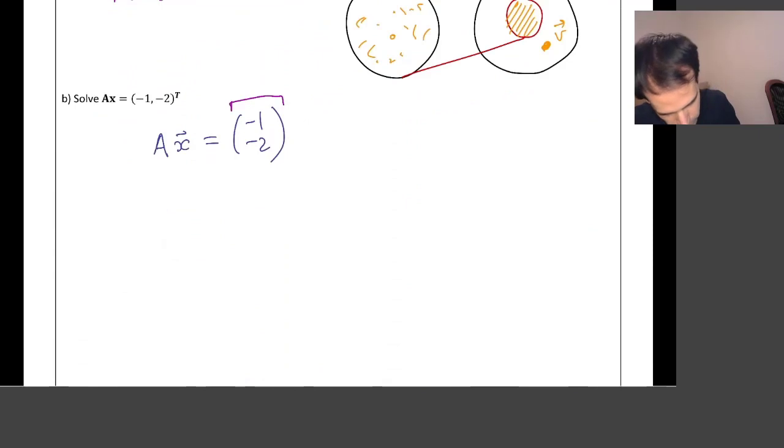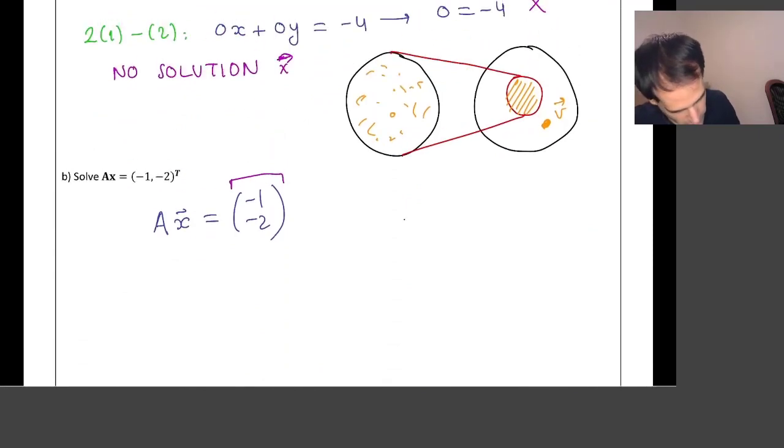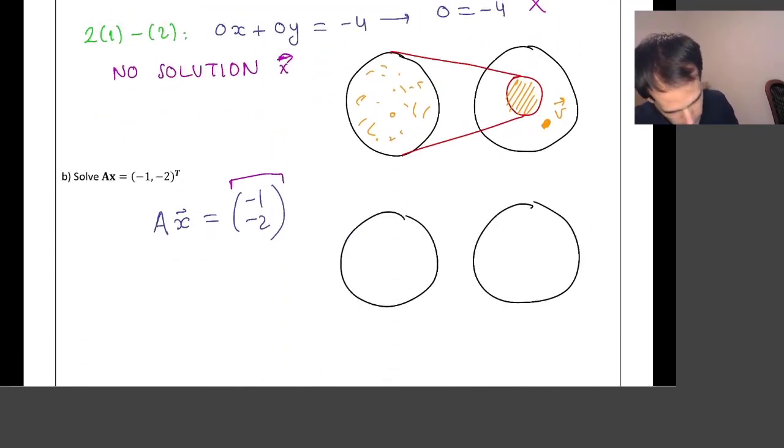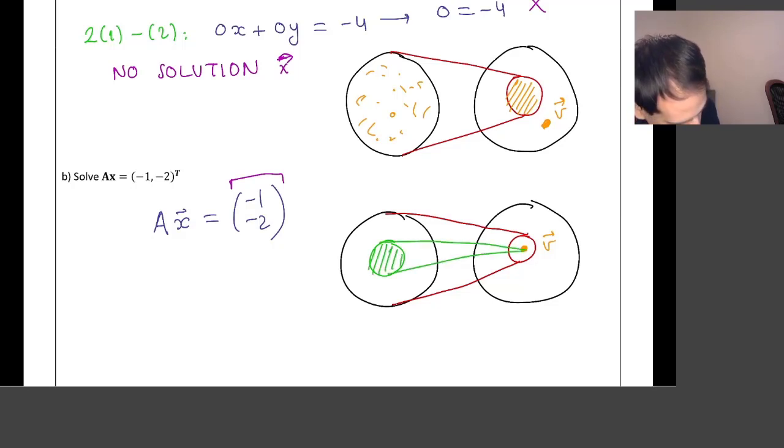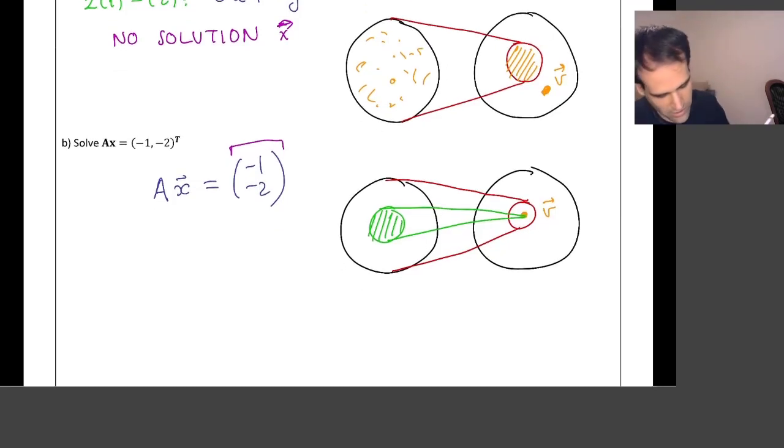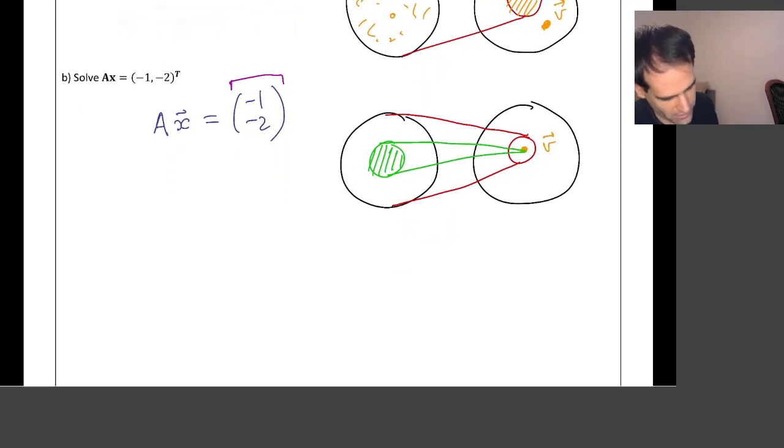Therefore, if you draw the input and output and you draw the range of the transformation, now this time I'm giving you a vector v that is inside the range. Okay, so how are you going to give me your answer? Your answer should be an entire subspace that goes into vector v. Okay, so let's see how this pops out when we solve the linear system of equations.